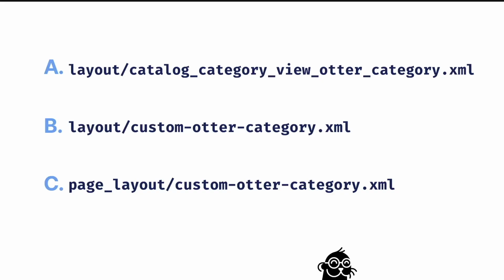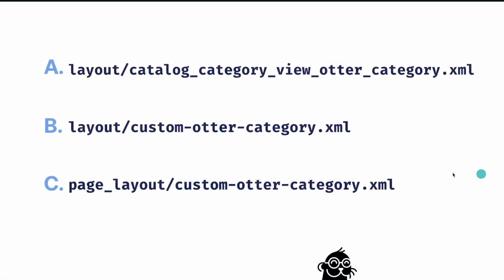So finally, option C. That would be the file custom-otter-category.xml in the page layout directory. So our final option, and this links up directly with the layout ID that's defined in the layout.xml file mentioned in the question. We have the layout ID custom-otter-category as the XML file's name, and that is in the page_layout directory, which correlates to the page layouts.xml reference, again in that layouts.xml file referenced in the question.